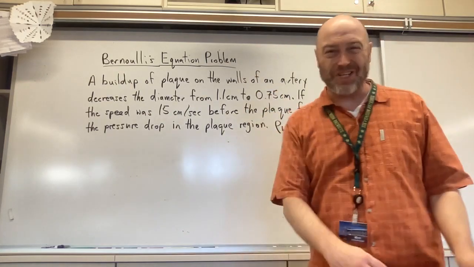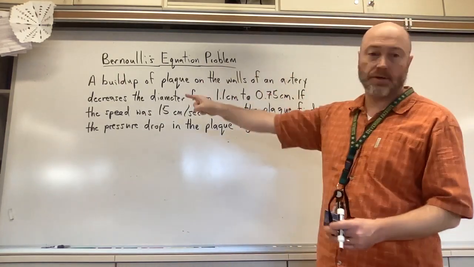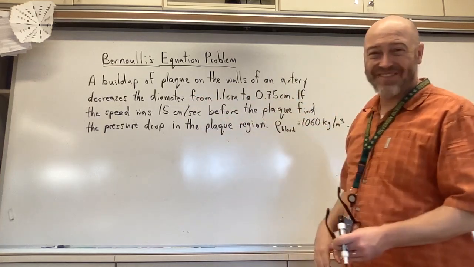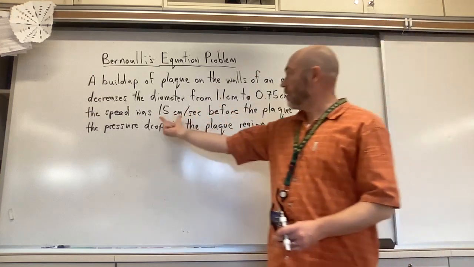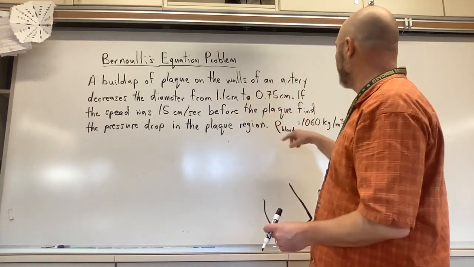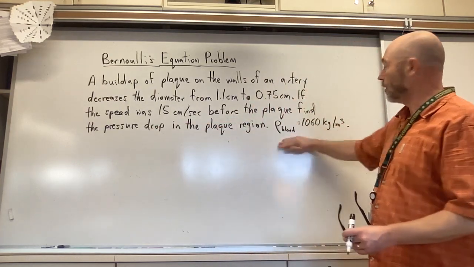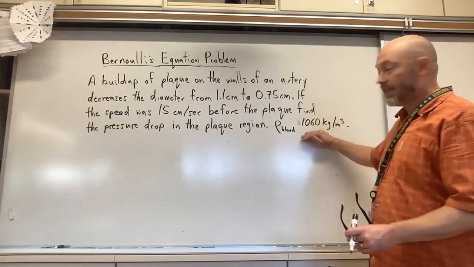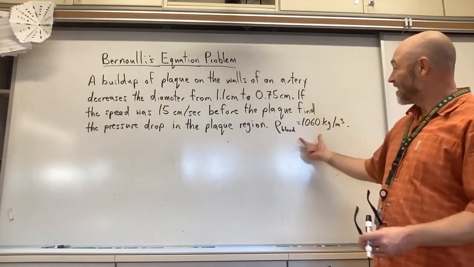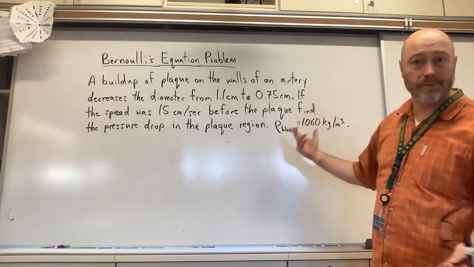We're going to do a Bernoulli equation problem. They build up a plaque on the walls of an artery, decreasing the diameter from 1.1 centimeters to 0.75 centimeters. If the speed was 15 centimeters per second before the plaque region, find the pressure drop in the plaque region. The density of blood is 1060 kilograms per meter cubed, which makes sense because blood is primarily water with a little bit of stuff in it, so it's a little more dense than water.